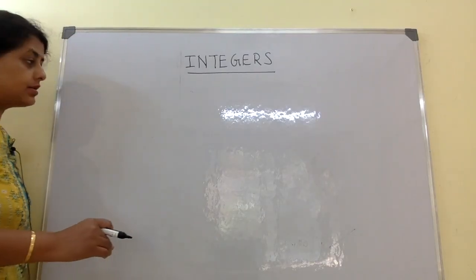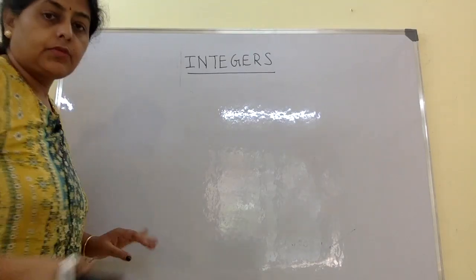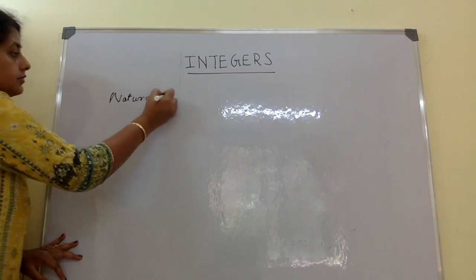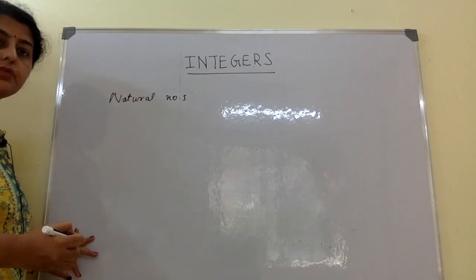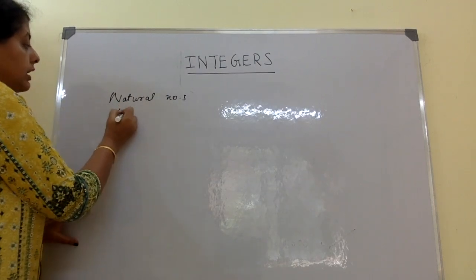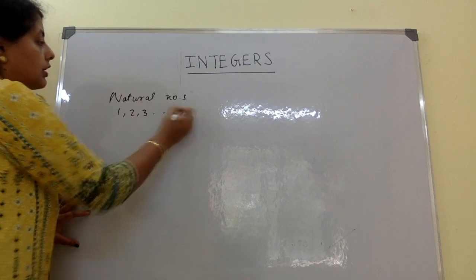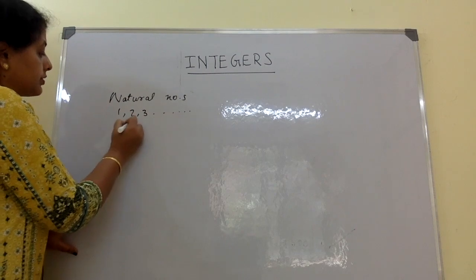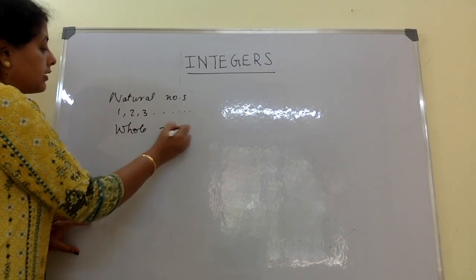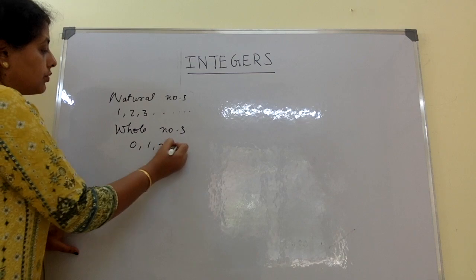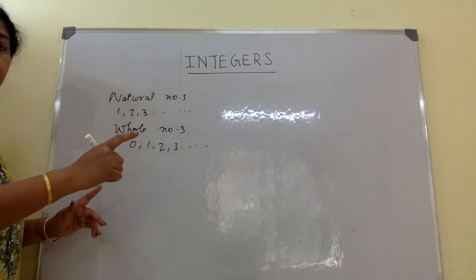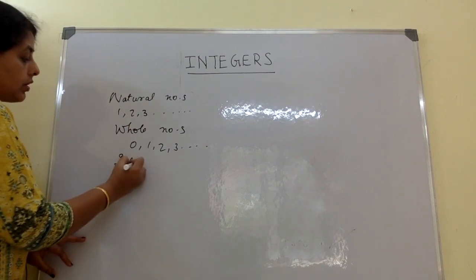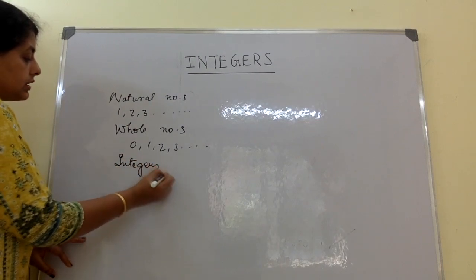Now, what are integers? We had the natural numbers. In natural numbers we had 1, 2, 3, dot dot dot, and it went on till infinity. Then we had whole numbers. In whole numbers we had, starting from 0, 1, 2, 3, dot dot dot, and it went on till infinity. Then it comes to integers.